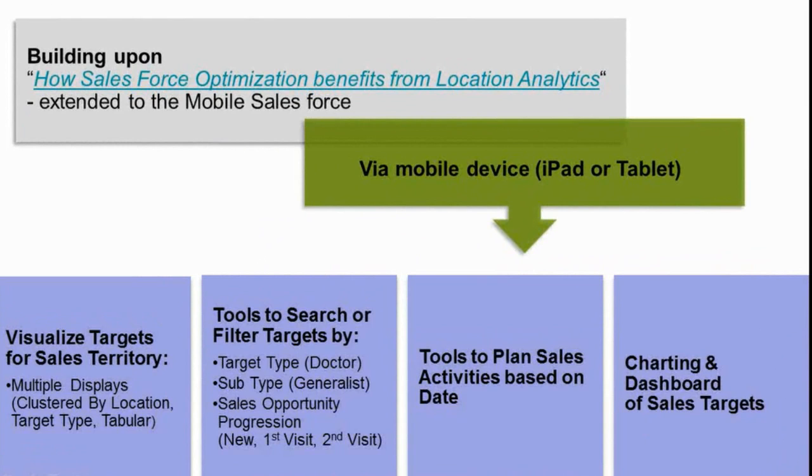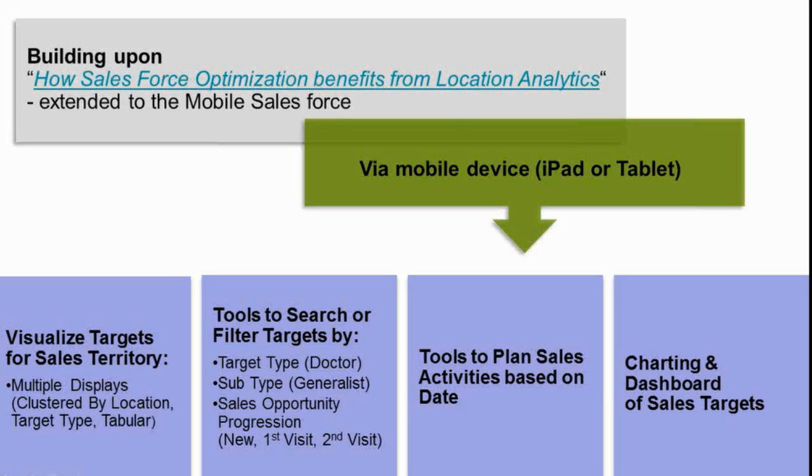You'll be able to display their targets visualized by multiple different types of displays, whether that's by location on the map, clustered based on the zoom level you're seeing, and also stylized and thematically represented by different target types. For this specific case study in a pharmaceutical environment, we're talking about targeting doctors, a subtype of doctors that might be a generalist or a specialist, or targeting pharmacies and different levels of pharmacies, whether that's a compounding pharmacy or a retail pharmacy.